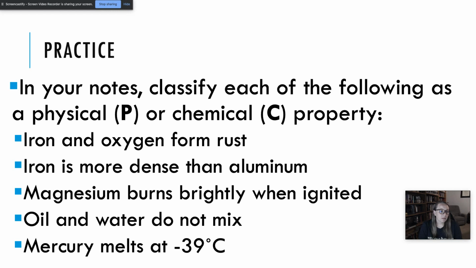Okay, so just to check our answers, iron and oxygen form rust. That would be a chemical change, right? Because now we have iron oxide. It's a new compound, a new chemical. Iron is more dense than aluminum. So you're just looking at density. Density is a physical property.